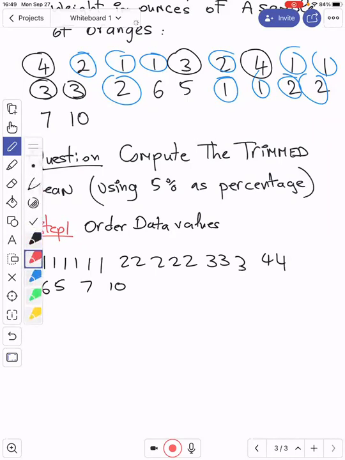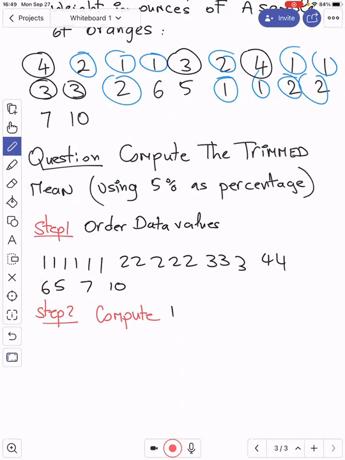Okay, very good. So now step number 2. We have to compute this percentage of the size of the sample. So compute the 5% of the size of the sample. All you have to do is multiply this 5% by the size of the sample, right? So this is 5% times, and the size of the sample, as I said, we have 20 data values, so times 20.